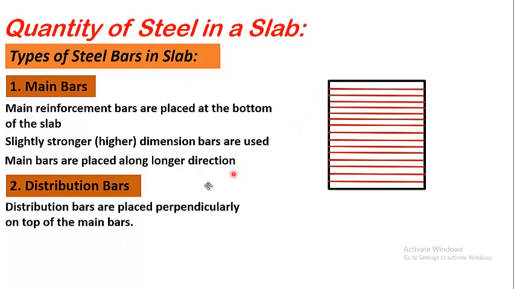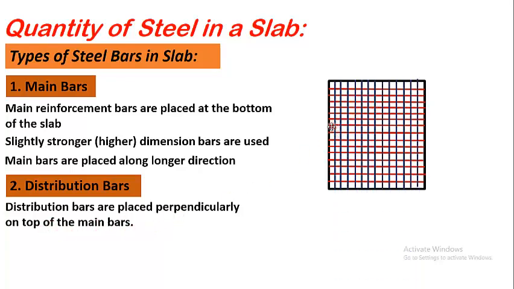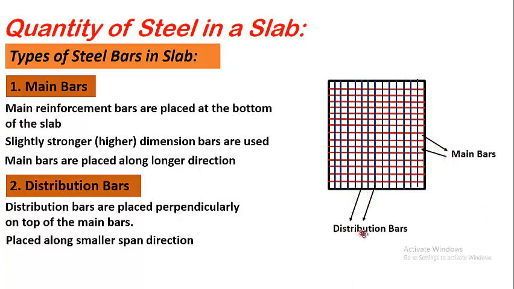The other bar is the distribution bar. What is a distribution bar? Distribution bars are those which are placed perpendicularly on top of the main bars. As you can see, the ones in blue color are called distribution bars, and these are placed perpendicularly over the main bars along the smaller span direction. The ones in red color are called main bars, and the ones in blue color are called distribution bars.